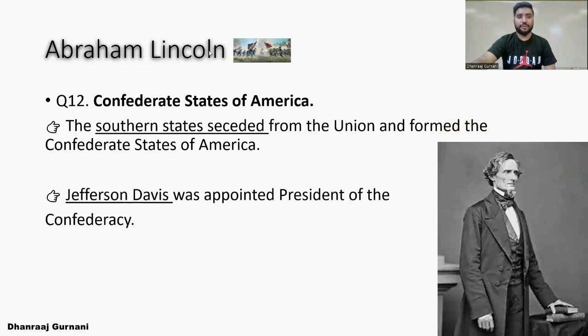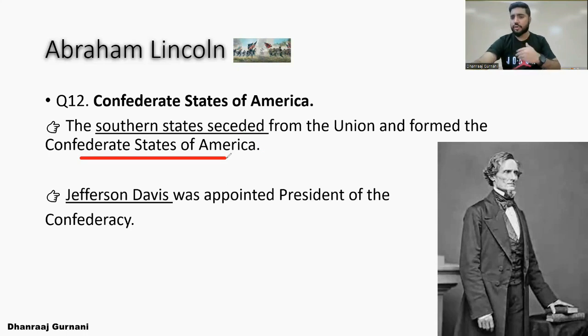Question number 12, Confederate States of America. The southern states seceded. Seceded means broke away from the Union. The southern states broke away from the Union and formed the Confederate States of America.